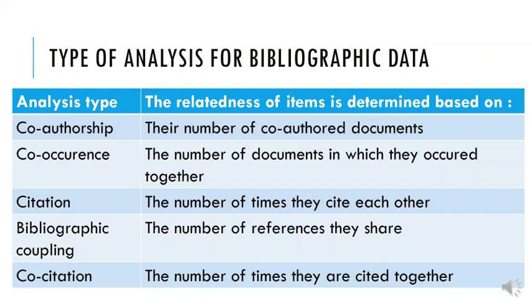The third type of analysis is the citation analysis. The relatedness of items is determined based on the number of times they cite each other. The fourth analysis is the bibliographic coupling analysis. The relatedness of items is determined based on the number of references they share. And the last type of analysis is the co-citation analysis. The relatedness of items is determined based on the number of times they are cited together.